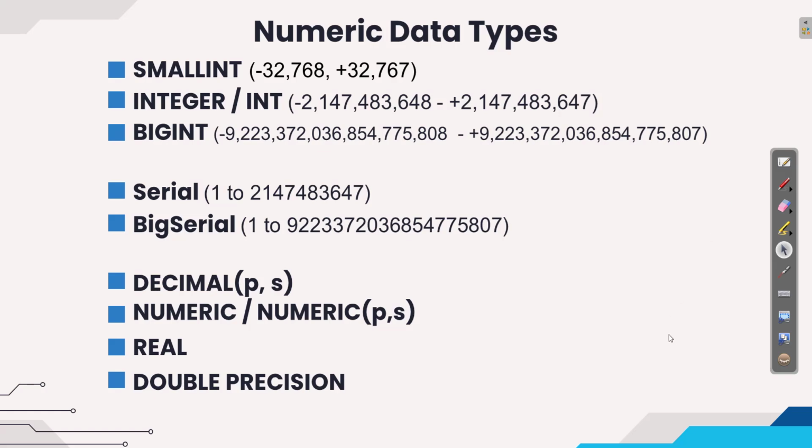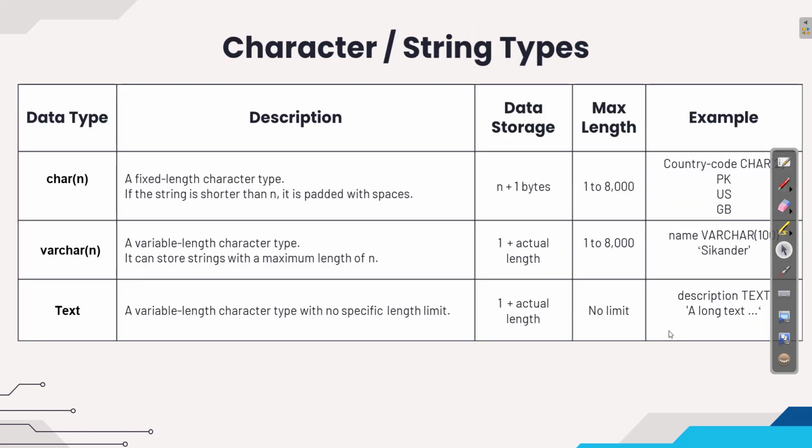Okay, then go to the character string. So the first one is char(n). It is the fixed character length, and if the string is shorter than n, then it is padded with spaces. So data storage is n plus 1, and its maximum length is 8000. For example, country code char(2).